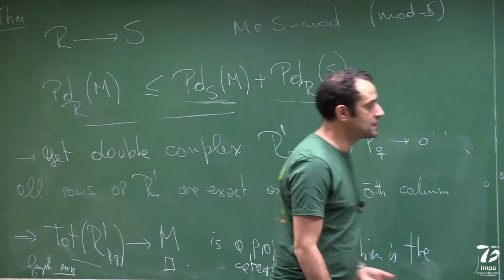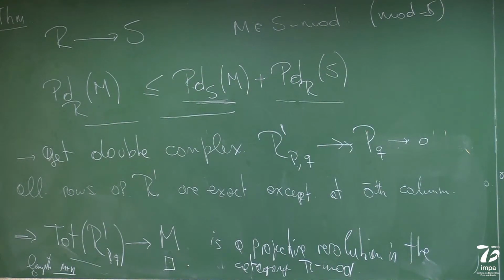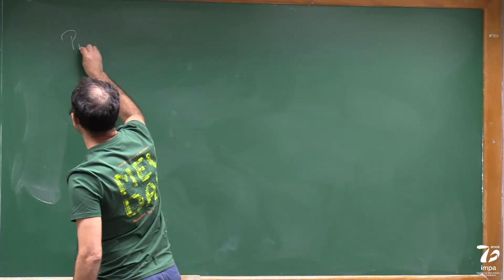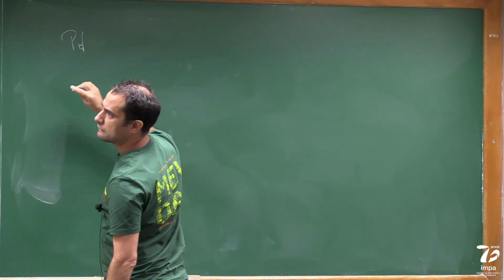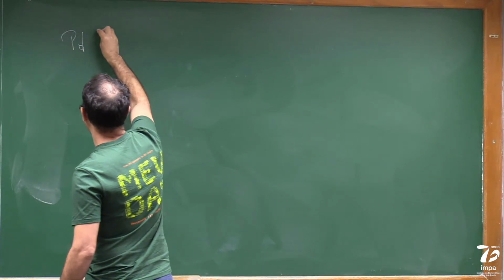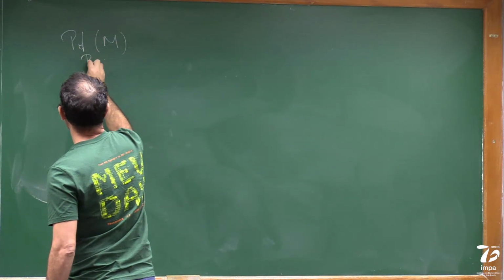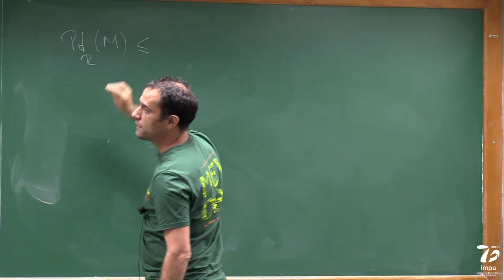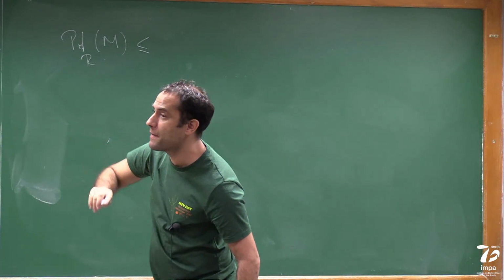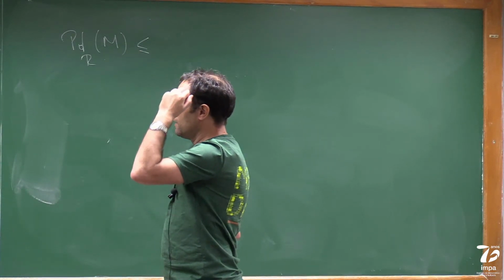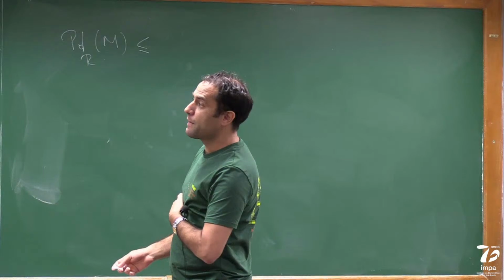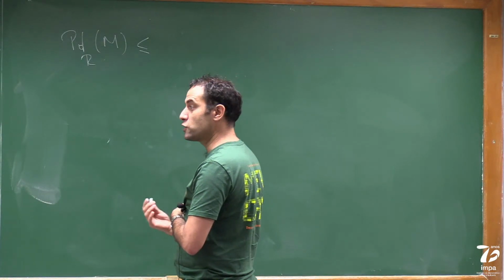So the theorem is telling us that the projective dimension of M as an R module is less than or equal to the projective dimension of M as an S module plus the projective dimension of S as an R module, which I just proved was 1.